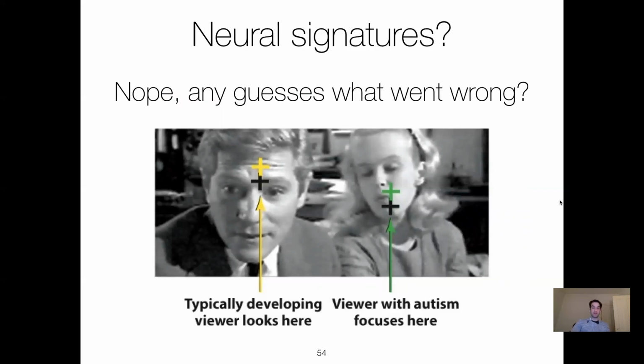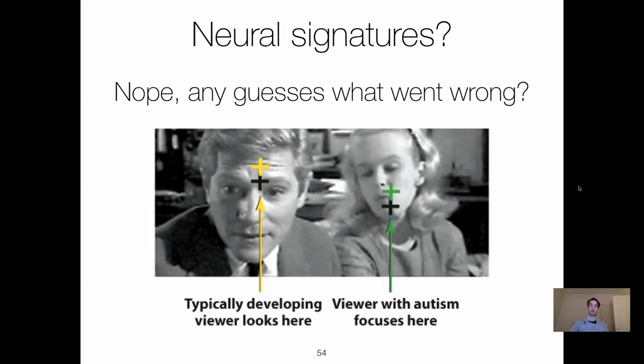So what these experimenters did is they put autistic individuals in the scanner and they made sure that they kept their eyes up here. Basically, if their eyes ever moved away, they would either throw out the data or they would kind of reinforce them, like, please try to keep your eyes up here. So just kind of force them to keep their eyes up here, which is not what they naturally do.